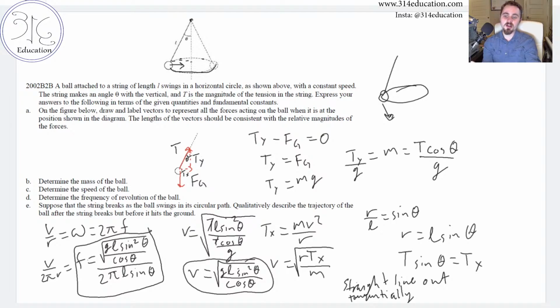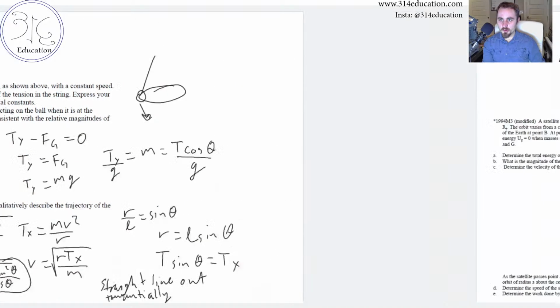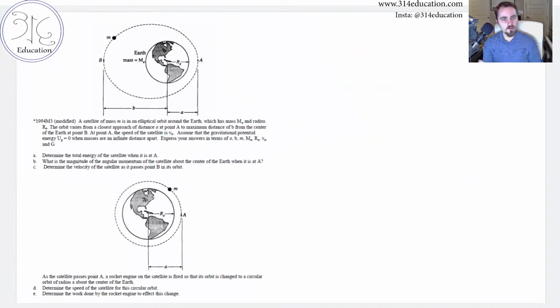But yeah, so qualitatively though, this is going to be the trajectory we take. We stop following the circular motion and move in the direction of our tangential velocity. Good. And so I believe this is our last one now, and this is going to be a gravitational FRQ.